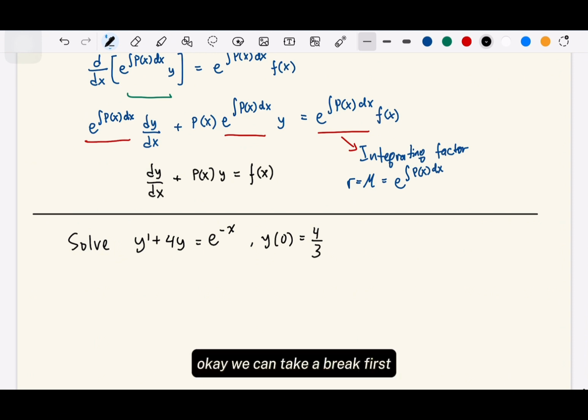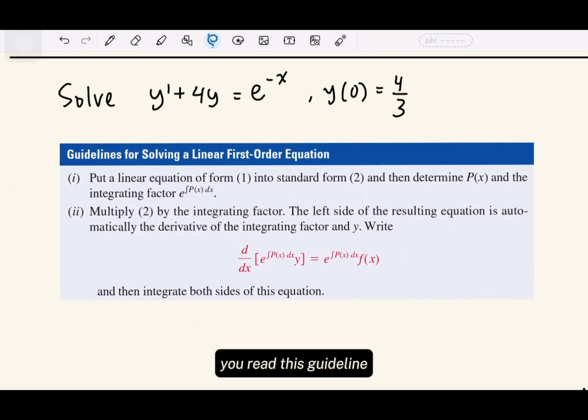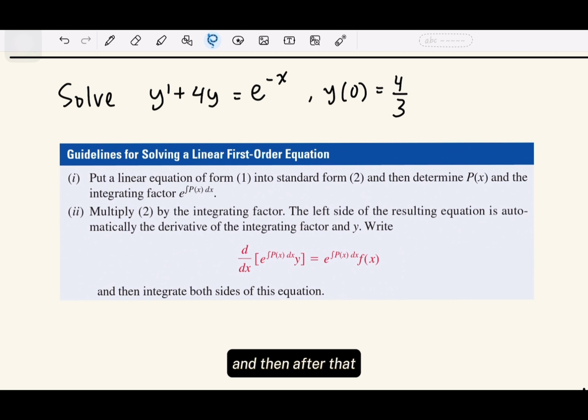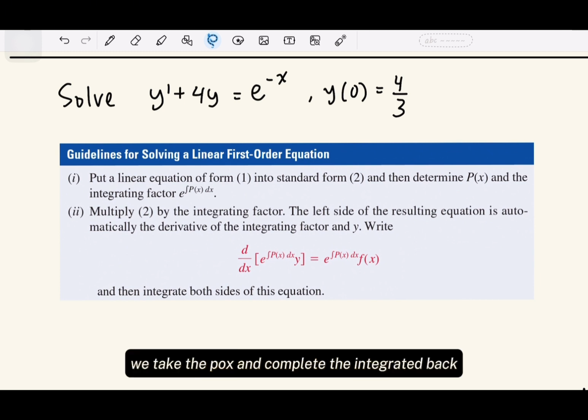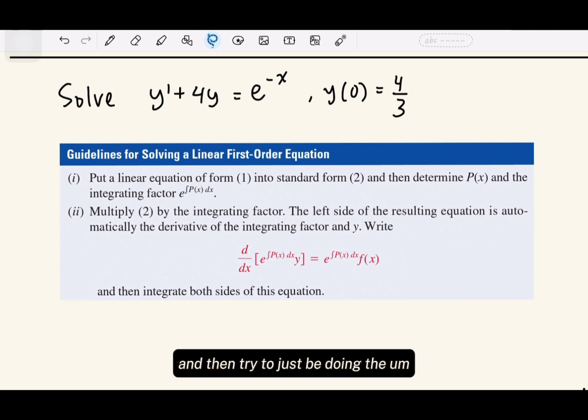Okay, we can take a break first. For the linear equations, if you read this guideline, basically we are going to make a standard form, and then pick and determine the p of x. After that, we take the p of x and compute the integrating factor. Then we multiply everything with the integrating factor and integrate both sides. Okay, so what does it mean?